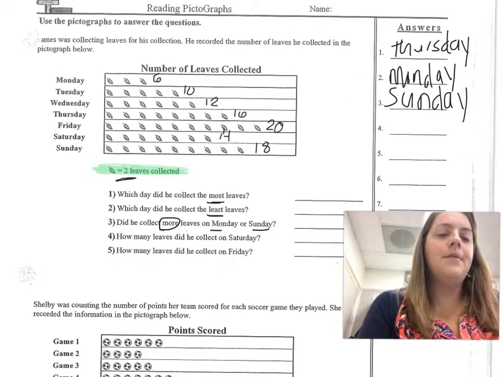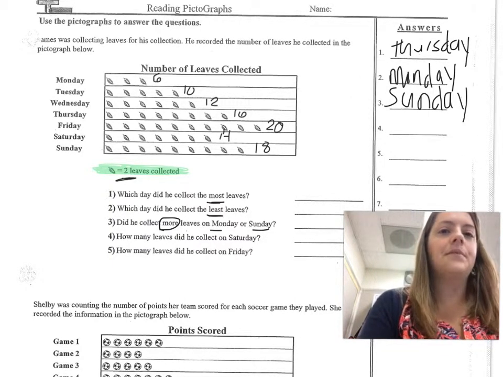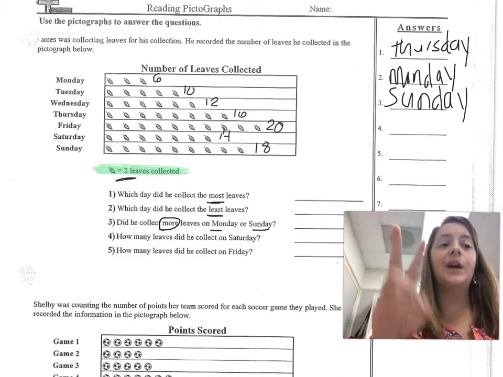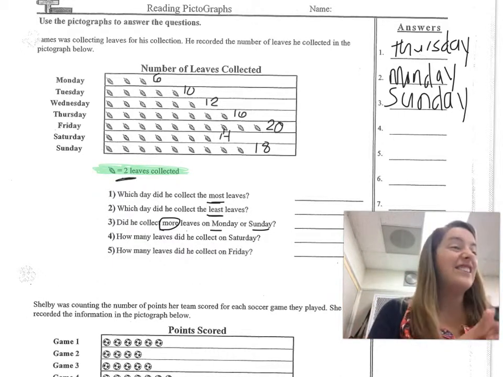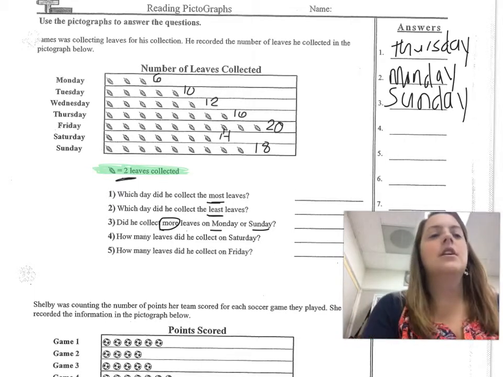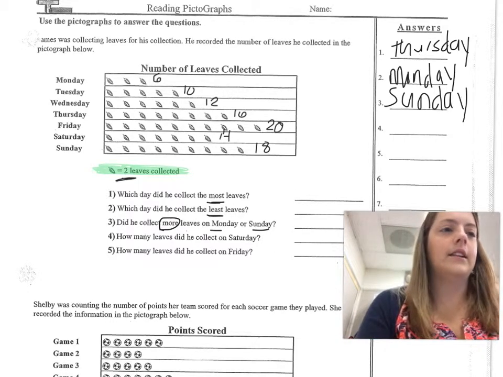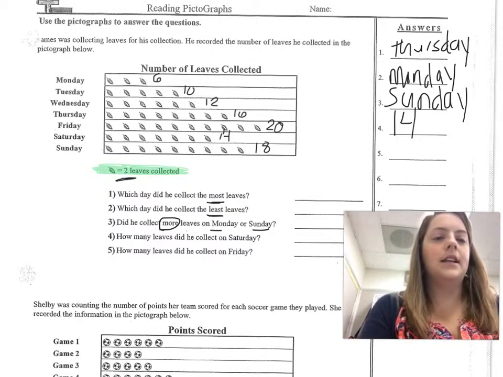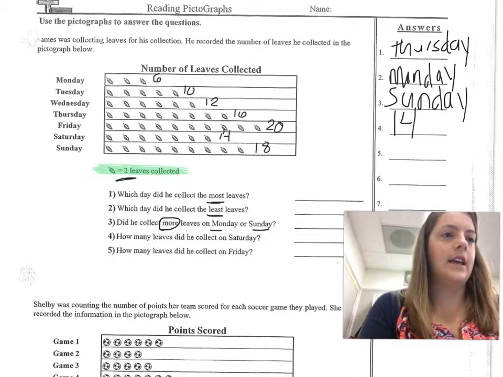Number 4 says, how many leaves did he collect on Saturday? Now remember, if you didn't count each leaf as 2, you're going to miss this. Luckily, we did that as our first step. So on Saturday, I can see he collected 14. How many leaves did he collect on Friday? And on Friday, I can see he collected 20.